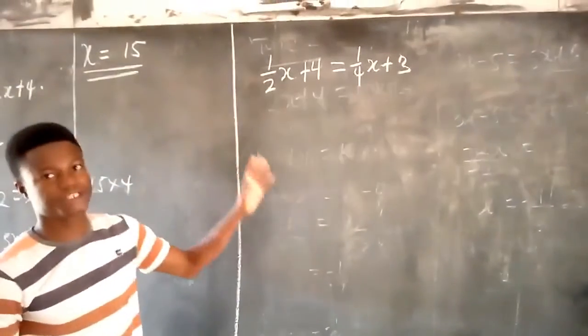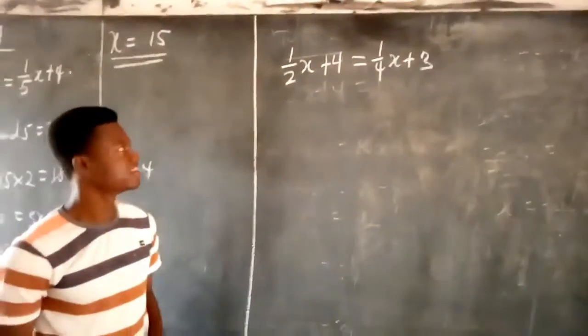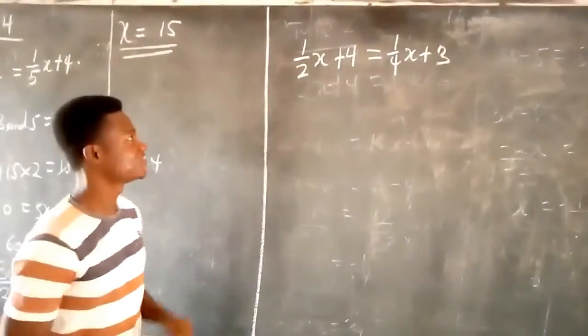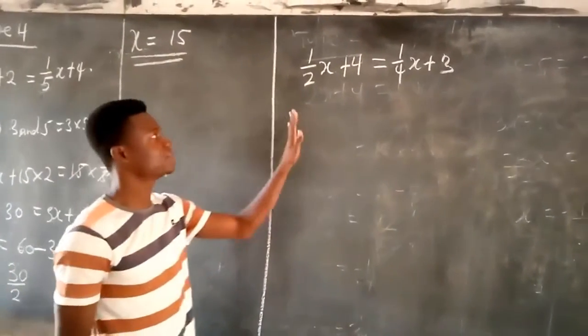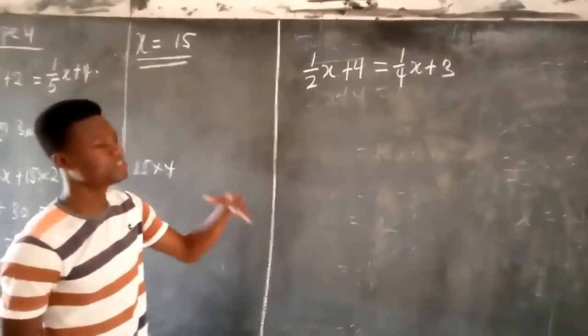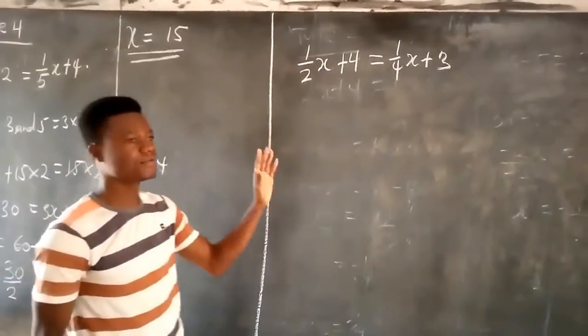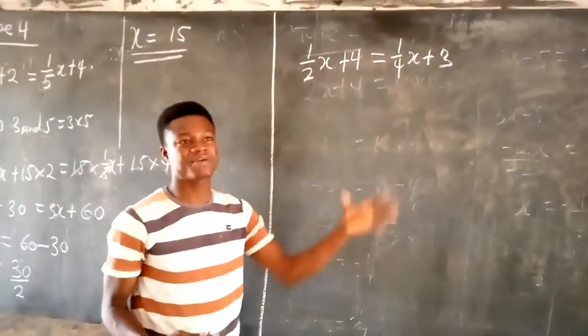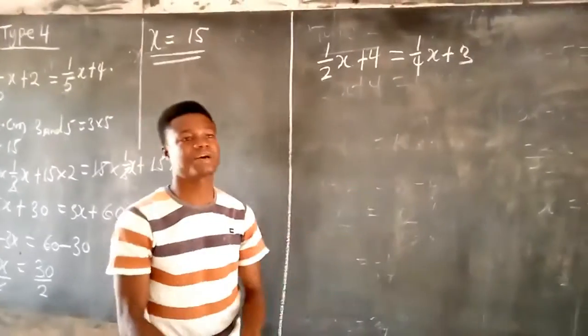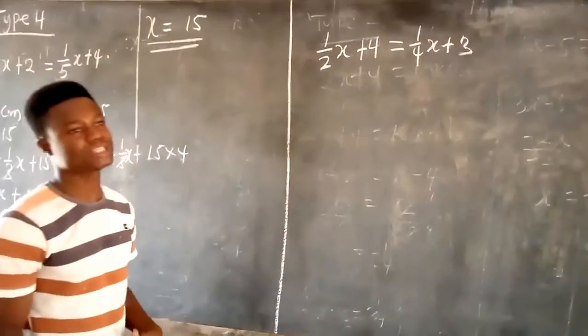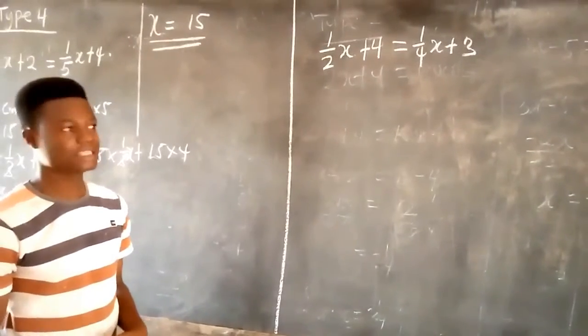Okay, this is question 2 on type 4 equations. It's very nice. So let's see how you can also solve it. In the previous question I said that whenever you see fractions with denominators such that one denominator cannot go into the other, we multiply the denominators to get our LCM.